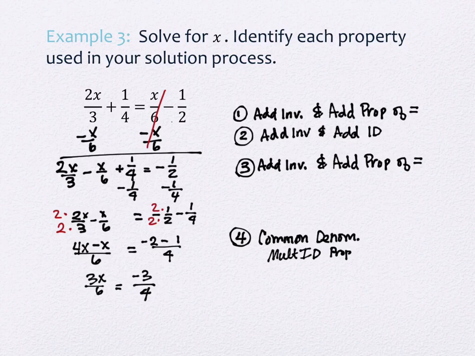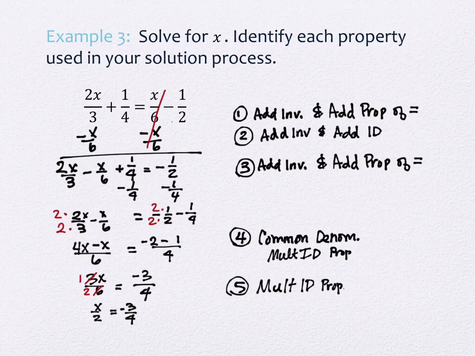We can reduce this by dividing each of them by 3 is what we're really doing. So this is 1/2. So I have x over 2 equals negative 3 over 4. And doing that right there is another property of the multiplication. It's another example of the multiplication identity property, because I'm multiplying by 1/2, which is the same as multiplying by 1/3, which is the same as dividing by 3.